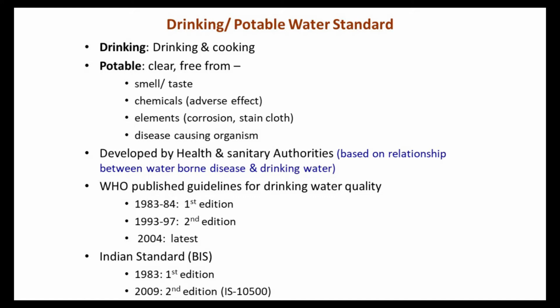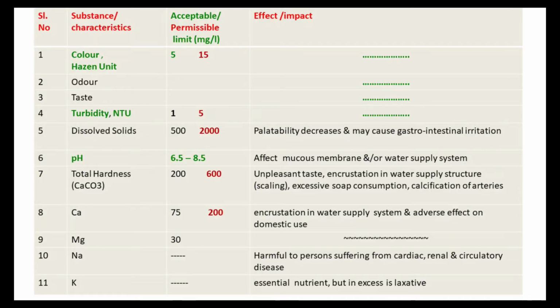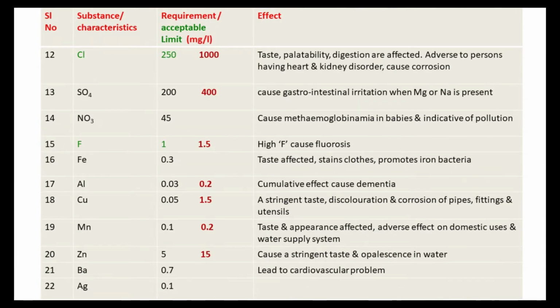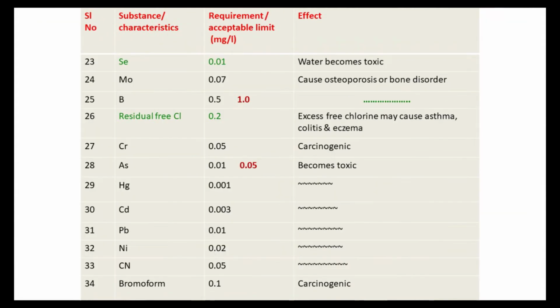We also have Indian standards, known as BIS standards. The first edition came in 1993, followed by the second edition in 2009, which is also known as the IS 10500 quality standard. Now this table shows the various substances with their acceptable and permissible limits, and their negative impact or effect on organisms or on vegetation or plants.